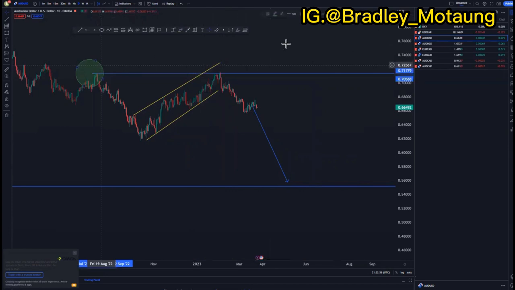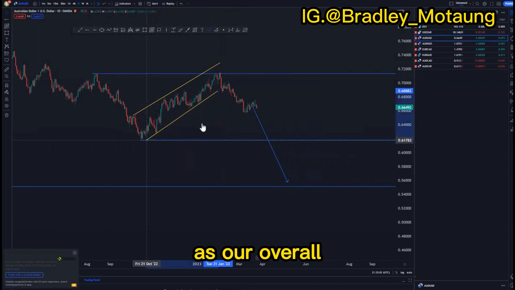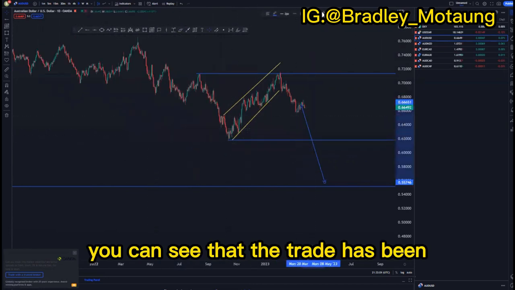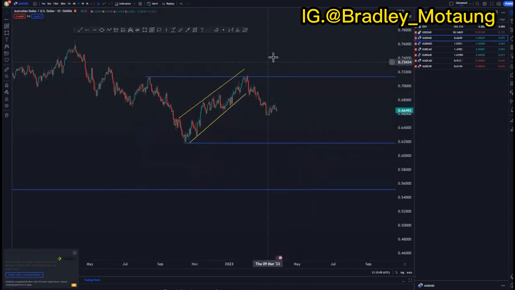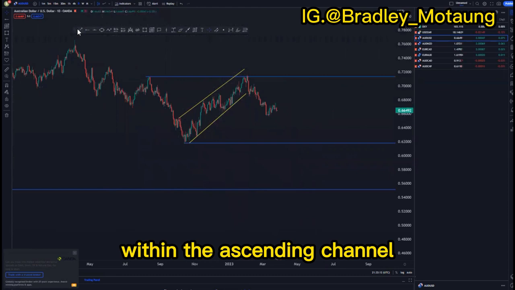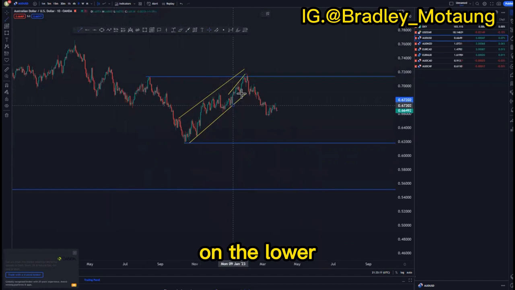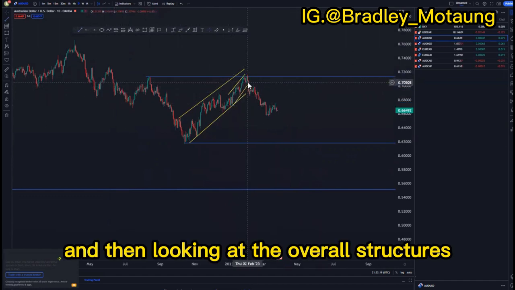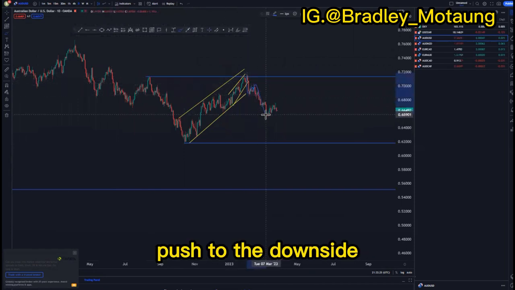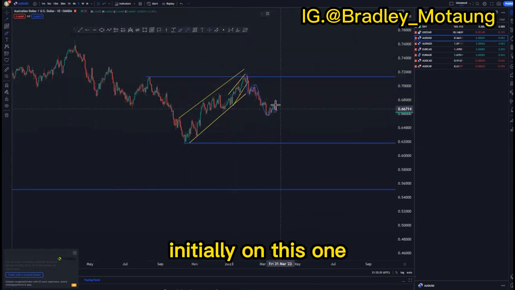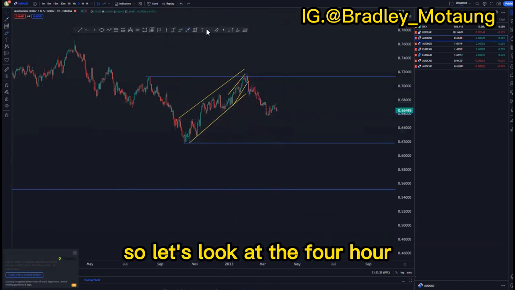So the double top, let me just remove that. And then we have this here as our overall 90%. So initially you can see that the trade has been pushing to the downside very nicely. The mass psychology has been activated. We have the ascending channel within the ascending channel. As you can see around this point, this is an ascending channel within an ascending on the lower time frames. And then looking at the overall structures, we are pushing nicely. We have the push down, corrective move, push to the downside, corrective move. Initially on this one, we expect more sells up until the 90%. So let's look at the 4 hour.